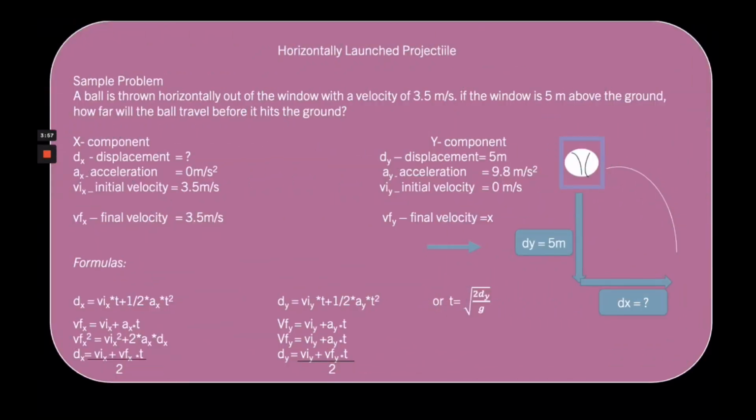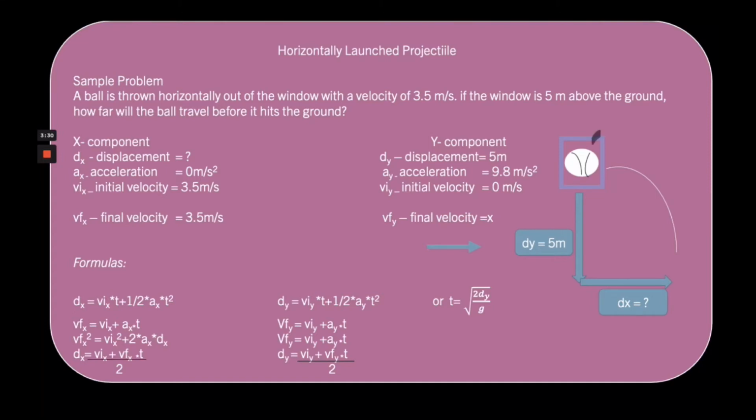Alright, so since we know the basic concept of a horizontally launched projectile, let's solve the problem. A ball is thrown horizontally out of a window with a velocity of 3.5 meters per second. If the window is 5 meters above the ground, how far will the ball travel before it hits the ground? Now, before we solve any given problem, let's analyze it.